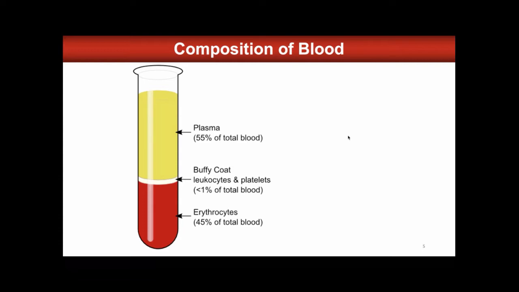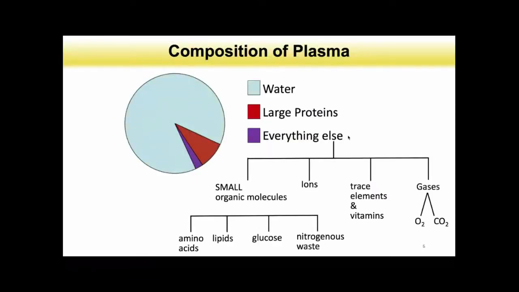About 55% of our blood is plasma. And plasma is the ground substance. Remember that blood is a fluid connective tissue. And the definition of a connective tissue is widely scattered specialized cells that are embedded in an extracellular matrix, which is made of ground substance and protein fibers. So plasma is the ground.